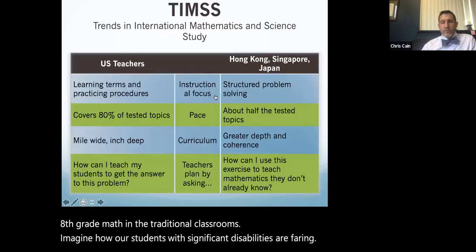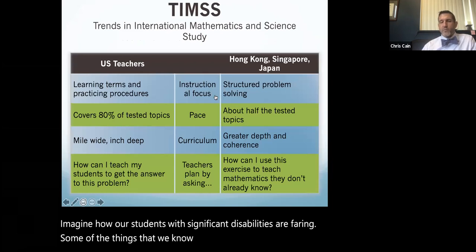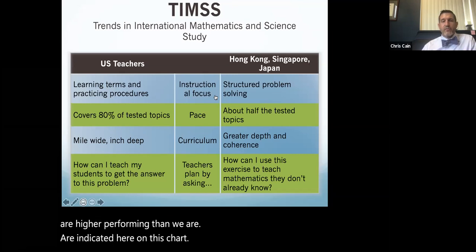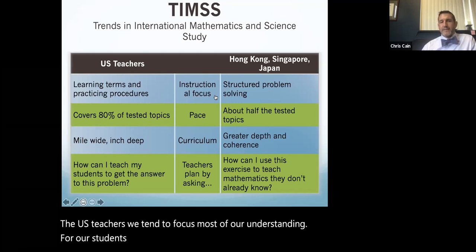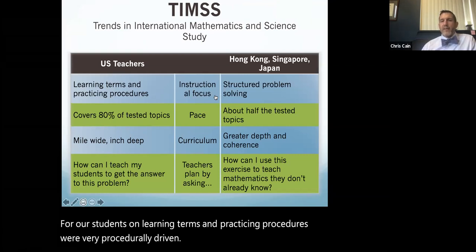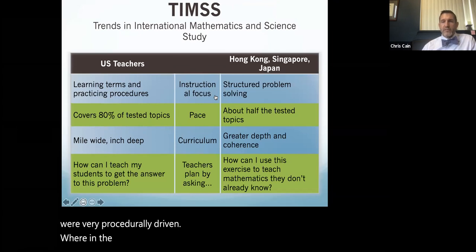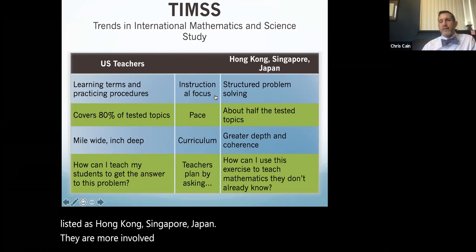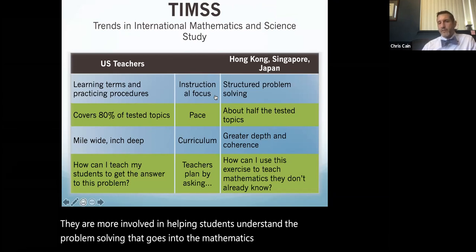Some of the things that we know happen in other countries that are higher performing than we are indicated here on this chart. The US teachers, we tend to focus most of our understanding for our students on learning terms and practicing procedures. We're very procedurally driven, where in the higher performing countries, and here we have them listed as Hong Kong, Singapore, Japan, they are more involved in helping students understand the problem solving that goes into the mathematics and less about learning the procedure.